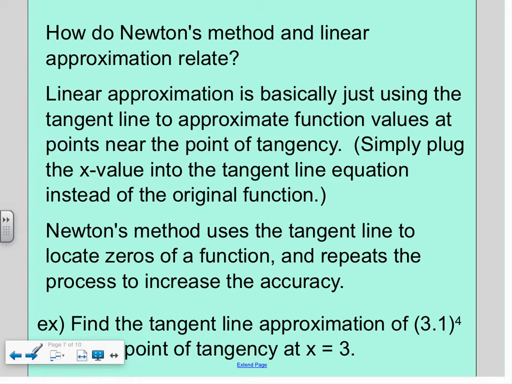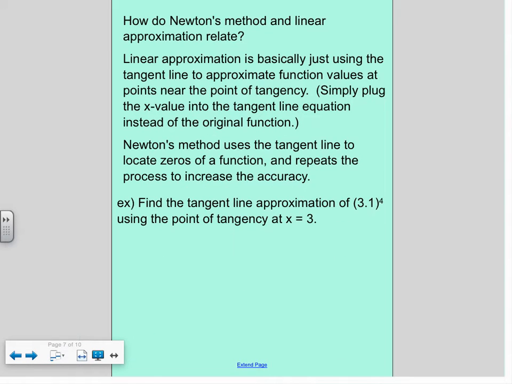So how do Newton's method and linear approximation relate? Linear approximation is when you use the tangent line to approximate actual values on the function, whereas Newton's method is used to find zeros. So Newton's method is using tangent lines to find zeros, whereas linear approximation, also called tangent line approximation, is used to actually approximate function values.